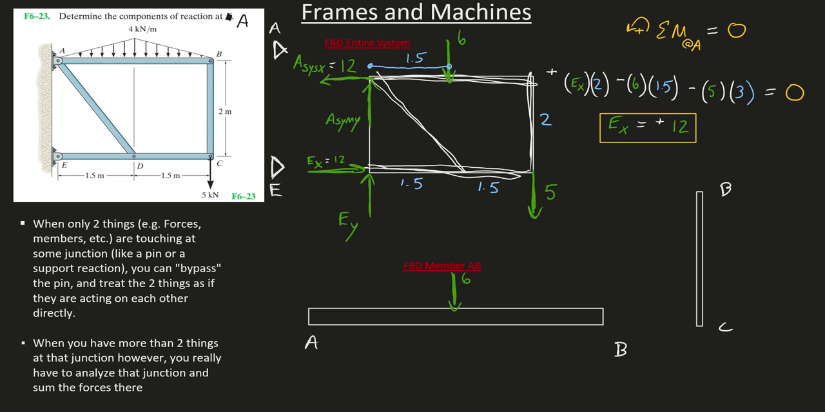I'm going to assume that BC is in compression. I'll call this force BC. So therefore, using Newton's third law here, we can say that this force, or that member BC, will push up with an intensity, a magnitude of BC. Just Newton's third law there.